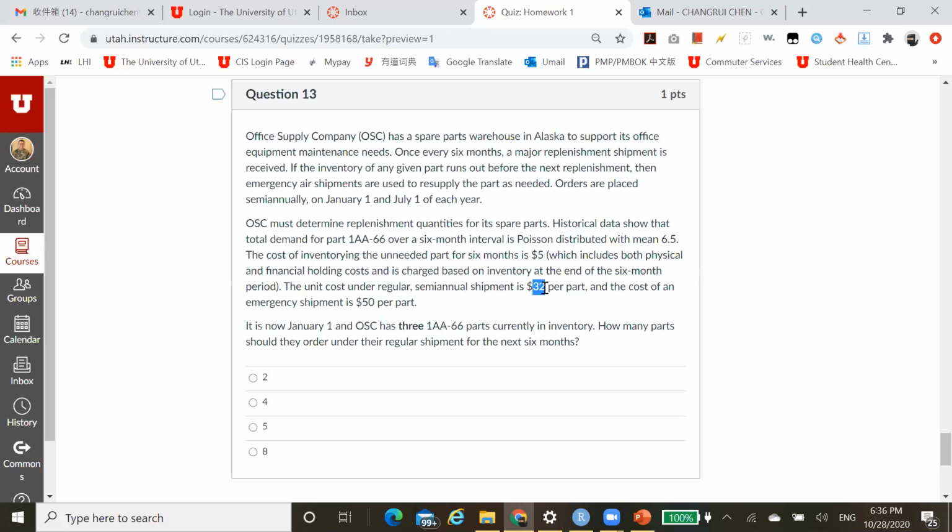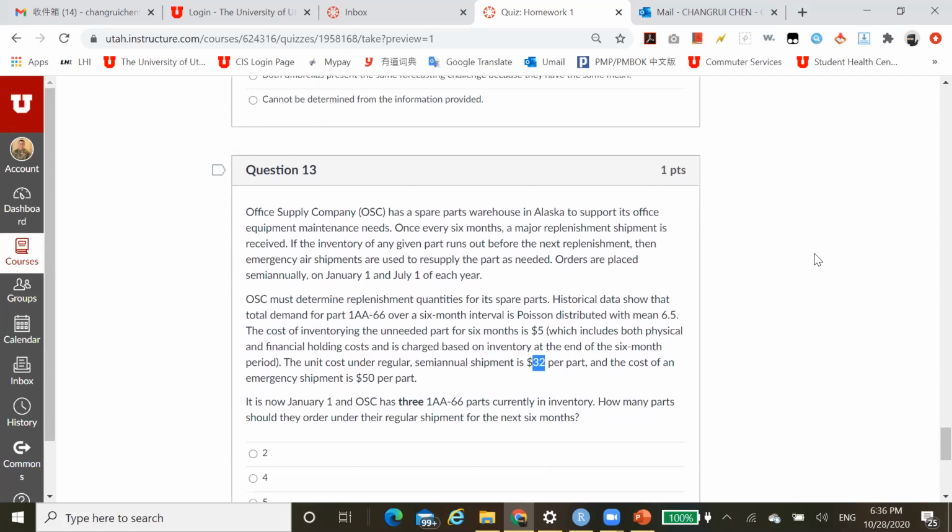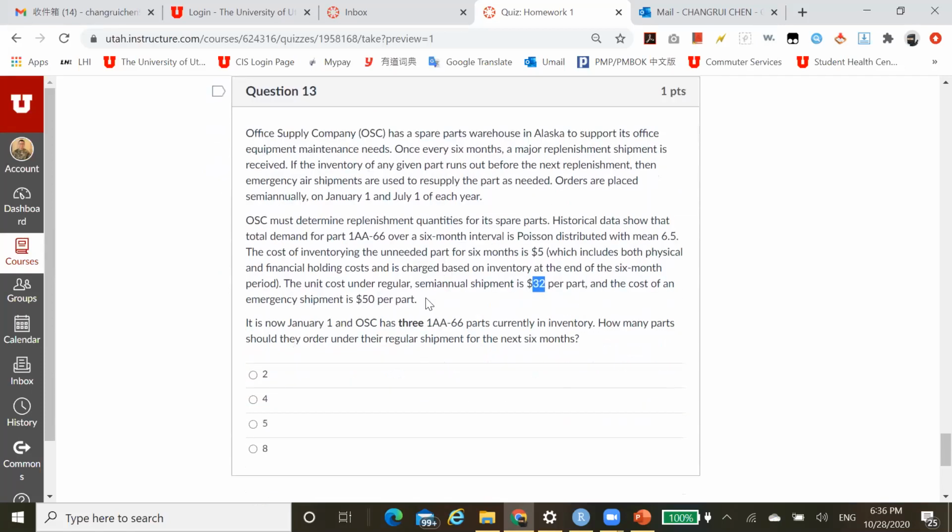So we're going to have similar questions based on this question. Go practice this question and practice again. Okay, homework 1, question 13, the OSC question. And also, when you figure out CU and CO, I will tell you CO is $5 and CU is $18. 18 is equal to 50 minus 32. And when you figure out the optimal order quantity, don't forget to subtract the 3, because we have 3 on hand. Okay, let's go back to the slides.